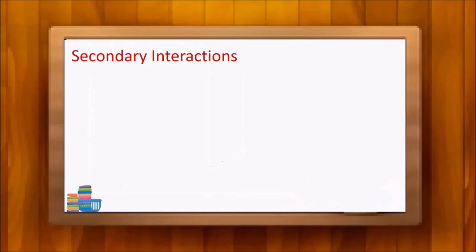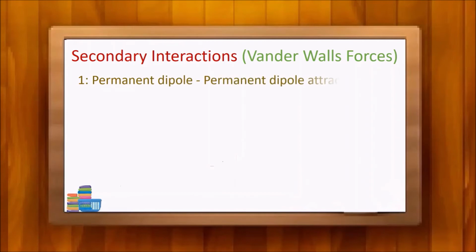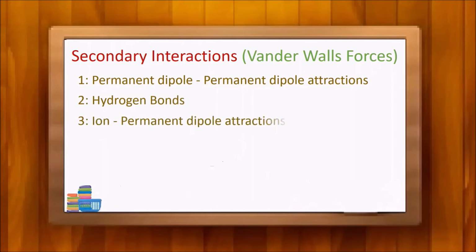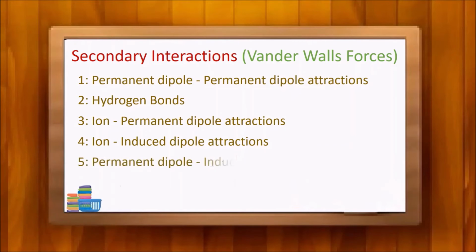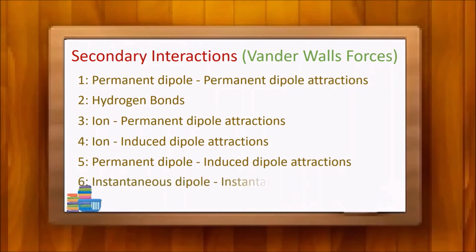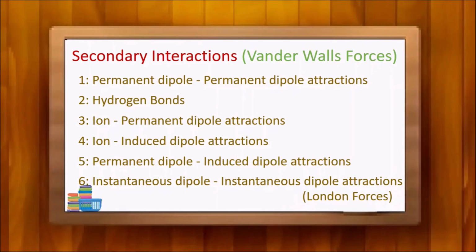The secondary interactions take place related to the molecules. There are 6 types of them. They are all commonly called van der Waals forces. Number 1, permanent dipole attractions. Number 2, hydrogen bonds. Number 3, ion permanent dipole attractions. Number 4, ion-induced dipole attractions. Number 5, permanent dipole-induced dipole attractions. Number 6, instantaneous dipole attractions, also called London forces.